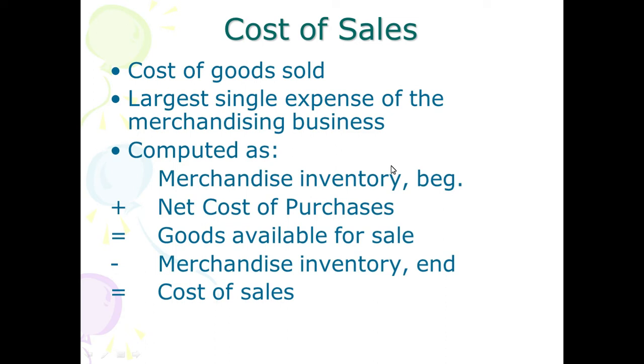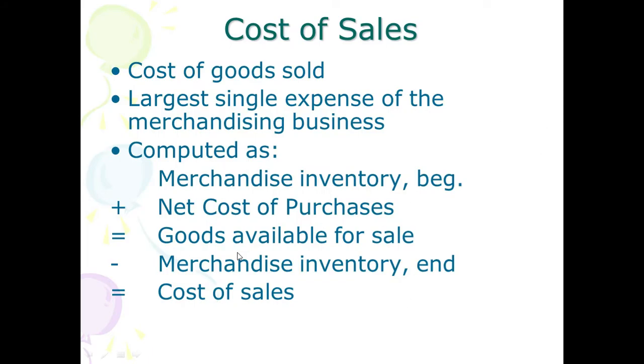So your merchandise inventory beginning plus your net purchases or net cost of purchases is called goods available for sale, sometimes called total goods available for sale. And to that, you deduct merchandise inventory, or the ending inventory, and this will be your cost of sales. So again, to recall, beginning inventory plus net cost of purchases is total goods available for sale.